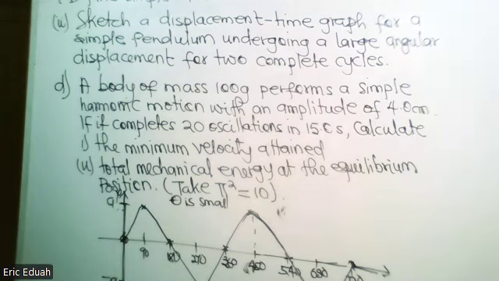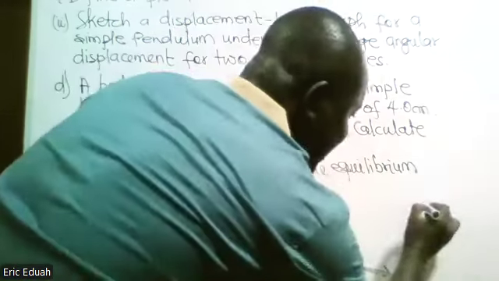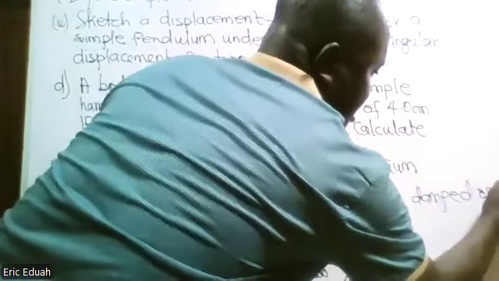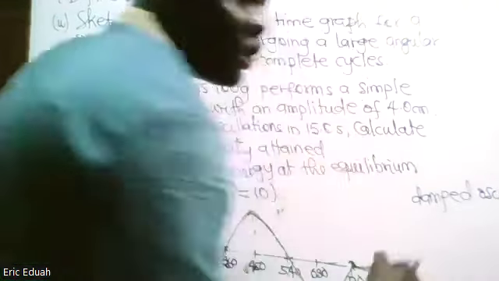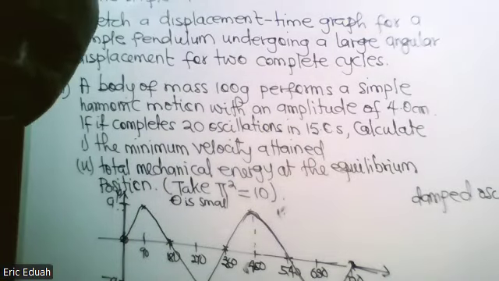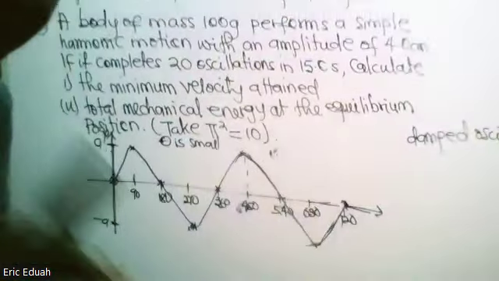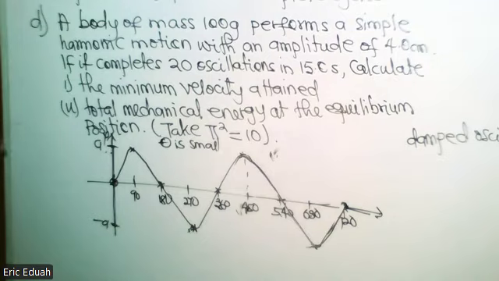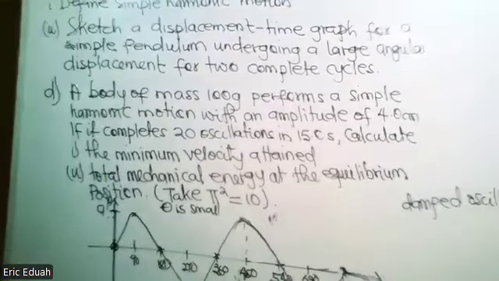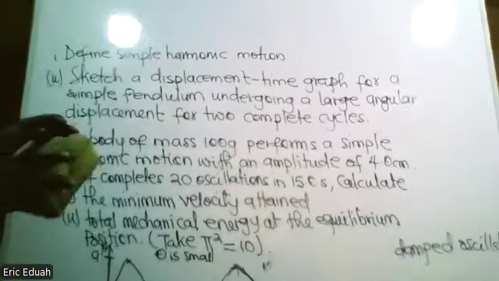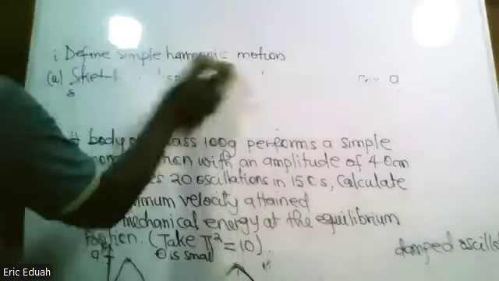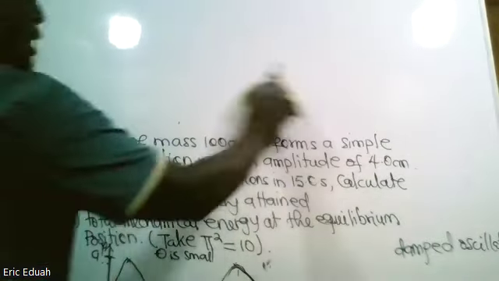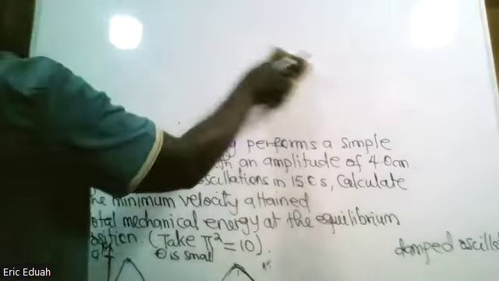So in damped oscillation, the amplitude of oscillation reduces exponentially. But in free oscillation, the amplitude of oscillation is maintained throughout. So let me draw the displacement time graph for damped oscillation, where the body is given large angular displacement.